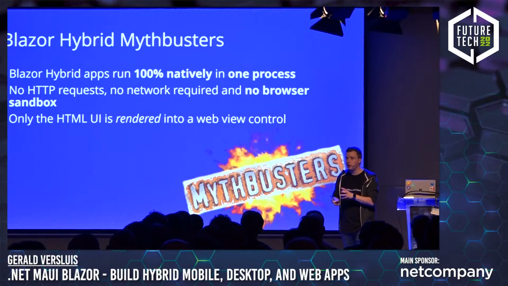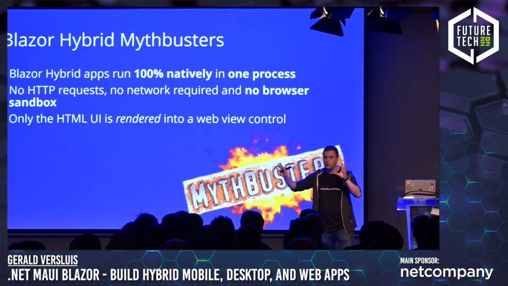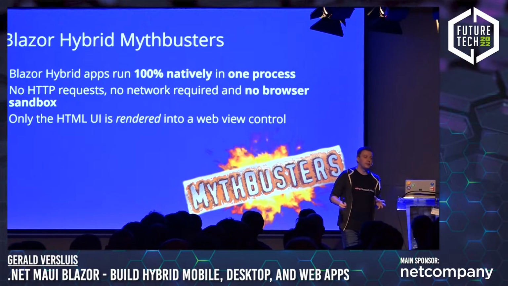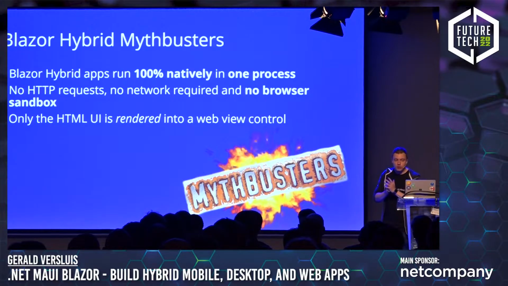We don't need to spin up some kind of server process, fake all kinds of things to make our Blazor application running there. You don't need to do that. You can just run it 100% natively. So there's no HTTP request.